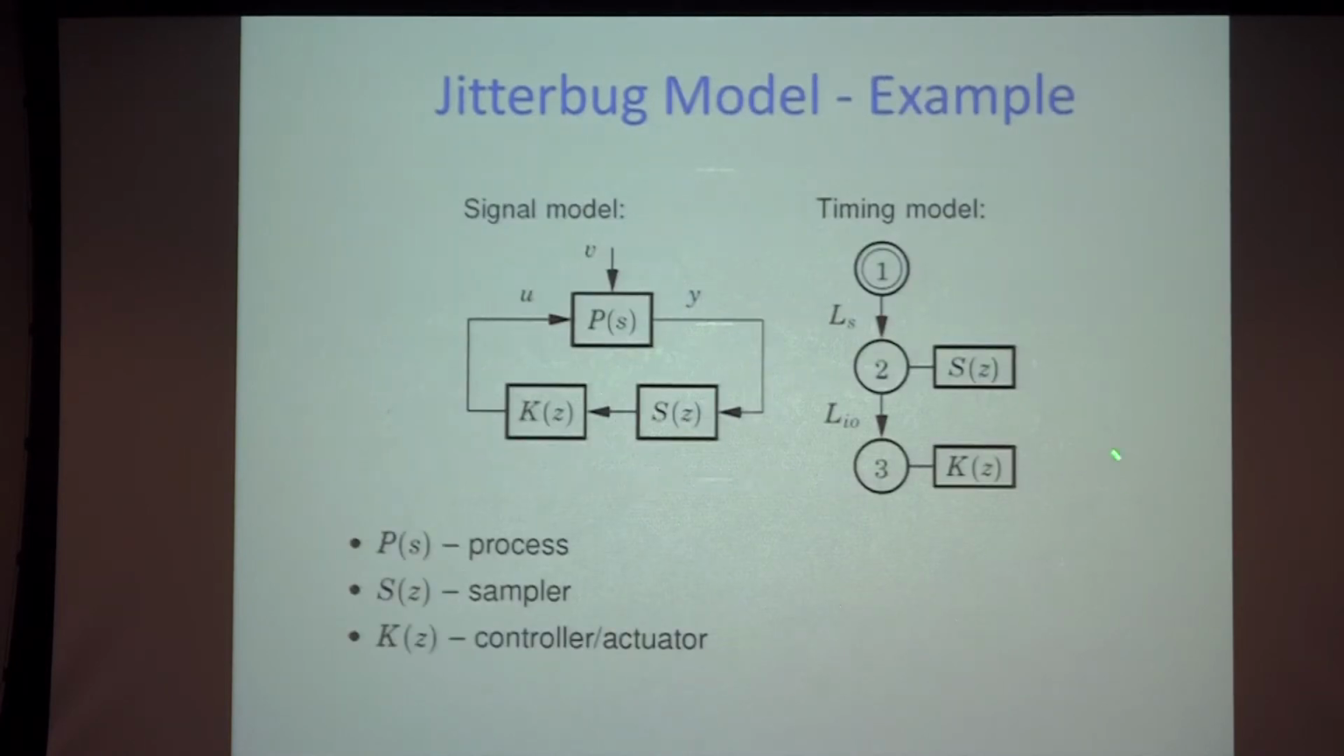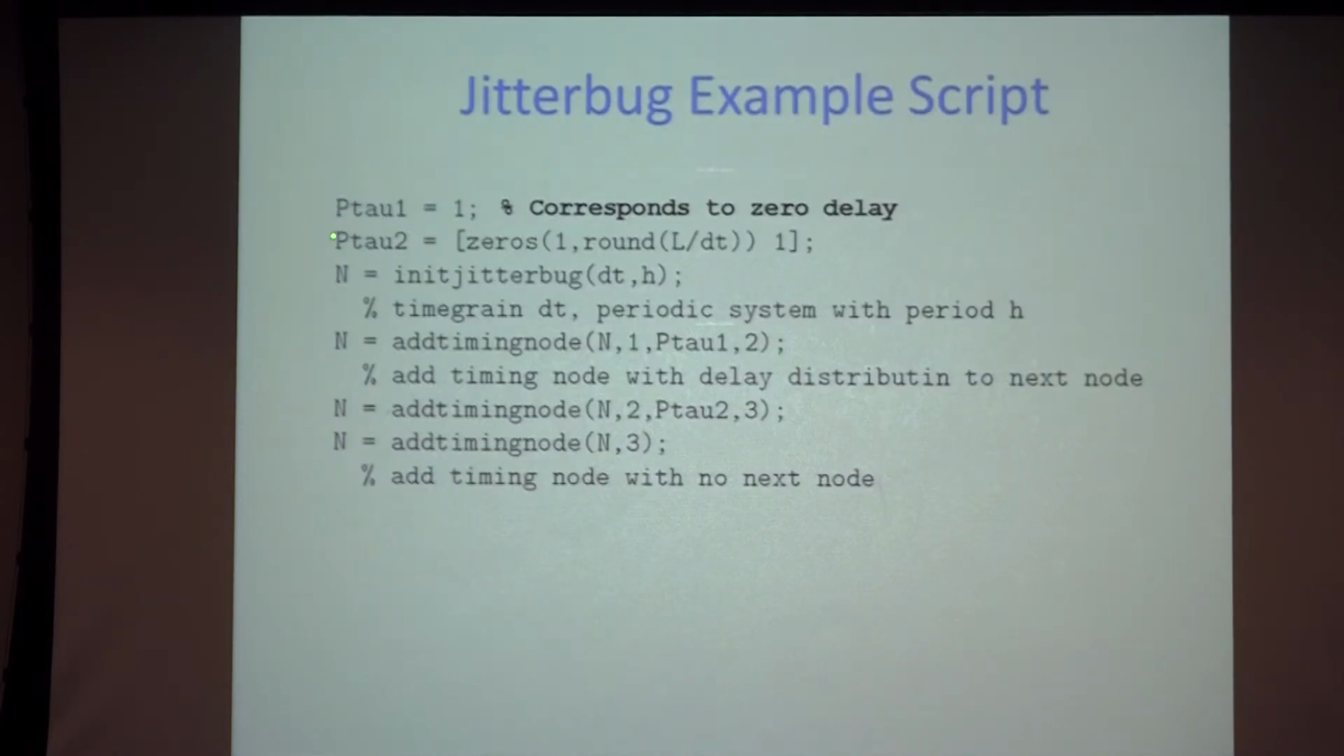First you define your first delay probability distribution, and if we set that to one, it will correspond to zero delay. Then we define our second delay distribution, then we initialize Jitterbug with a certain time grain corresponding to the delta, and it should be a periodic system with period H. Then we add the different timing nodes, timing node 1, and then there is a delay given by P tau 1 to timing node 2, and so on. We add the second timing node, third timing node.